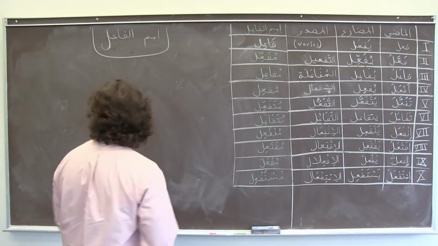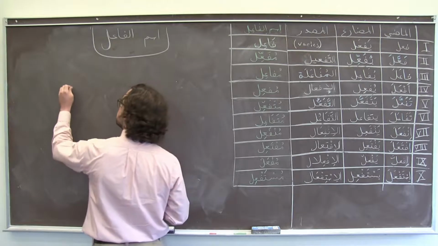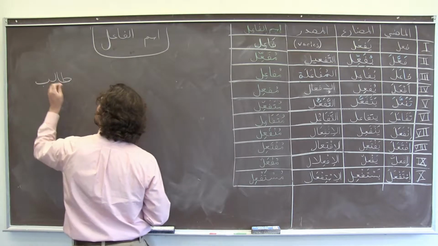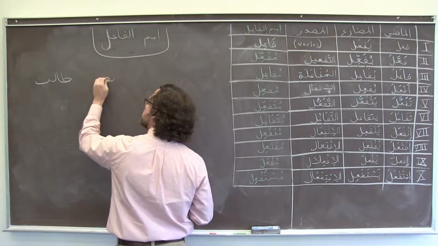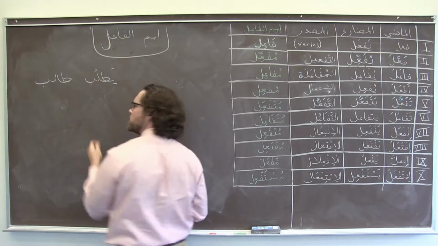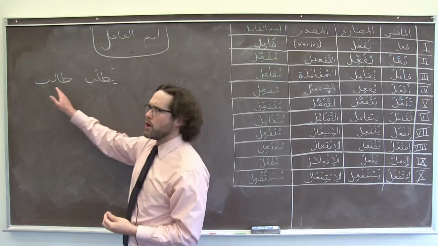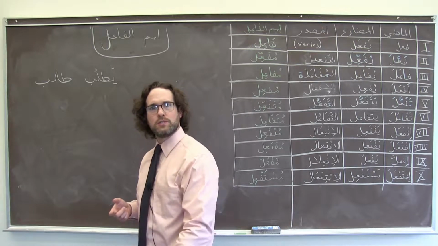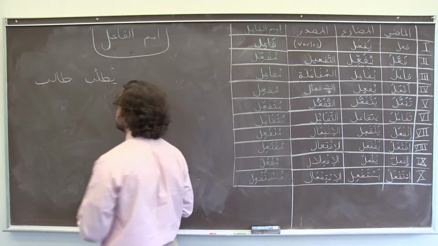For example, the word for student, طالب, comes from a verb يطلب, meaning to ask or demand. So a طالب is literally in Arabic an asker, a demander, someone who's demanding knowledge, and it means student.